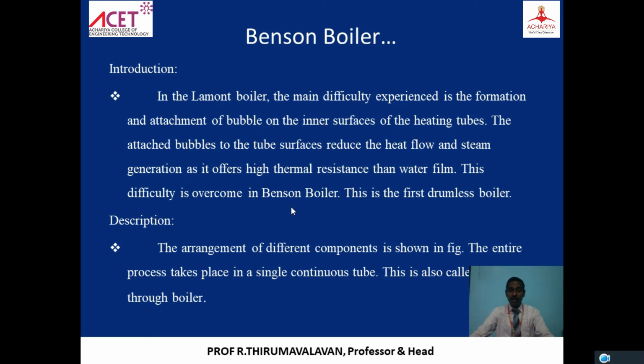Now we are going for Bunsen. This is the first drumless boiler. Almost all the boilers have a boiler drum. The beauty of the Bunsen boiler is that it does not have a boiler drum. Then we will see what the different components in the Bunsen boiler are. All the boilers have the same components, like the economizer and so on. We will see them one by one.